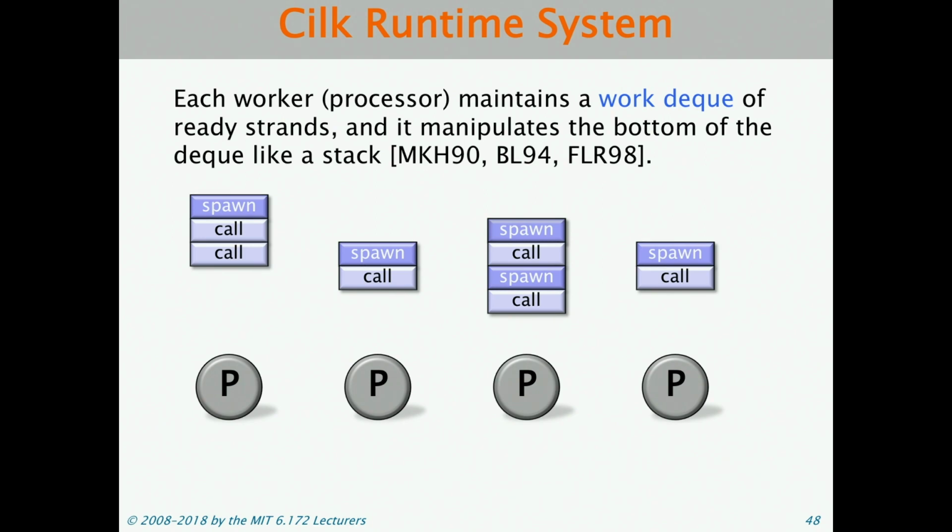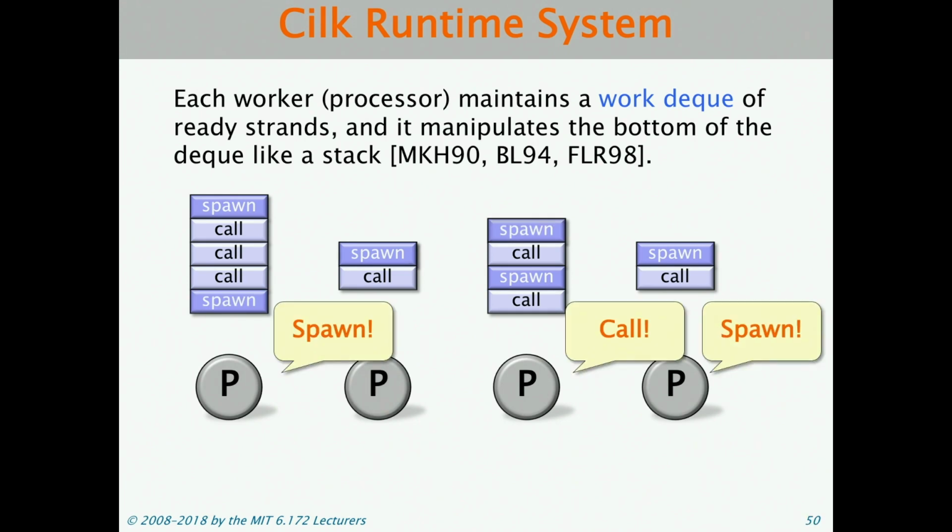So here I have 4 processors, and each one of them has its own deque, and they have these things on the stack. These function calls save the return address, local variables, and so on. So a processor can call a function, and when it calls a function, it just places that function's frame at the bottom of its stack. You can also spawn things, so then it places a spawn frame at the bottom of its deque. And then these things can happen in parallel, so multiple processors can be spawning and calling things in parallel.